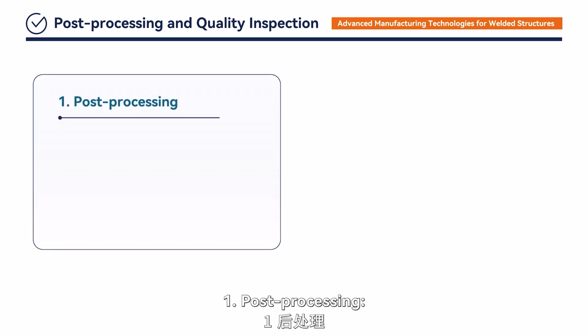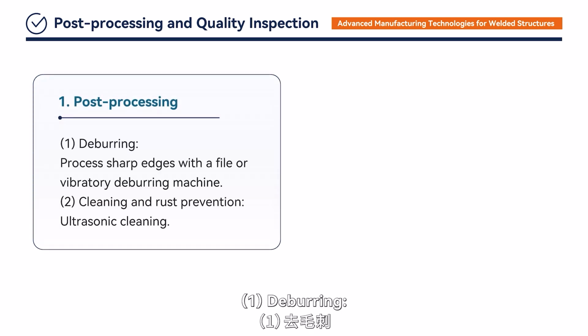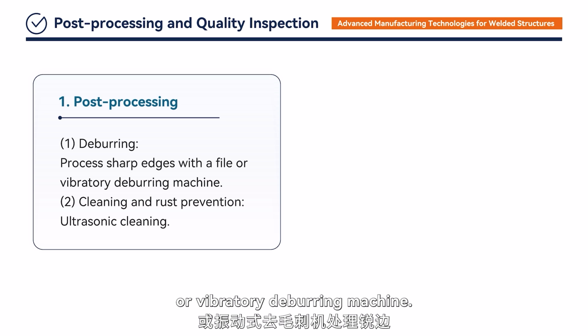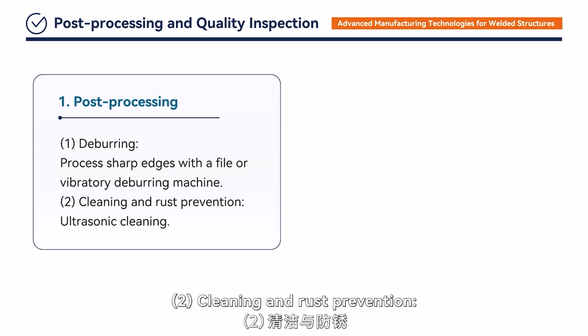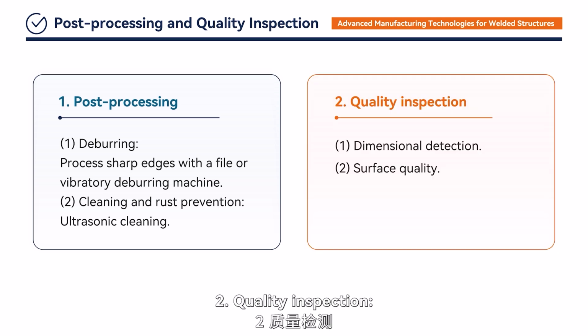1. Post-processing. 1. Deburring. Process sharp edges with a file or vibratory deburring machine. 2. Cleaning and rust prevention. Ultrasonic cleaning. 2. Quality inspection. 1. Dimensional detection. 2. Surface quality.